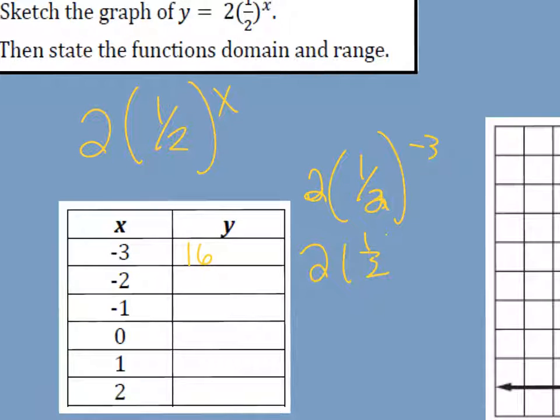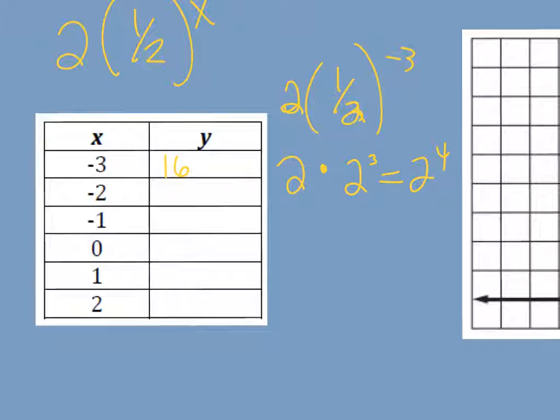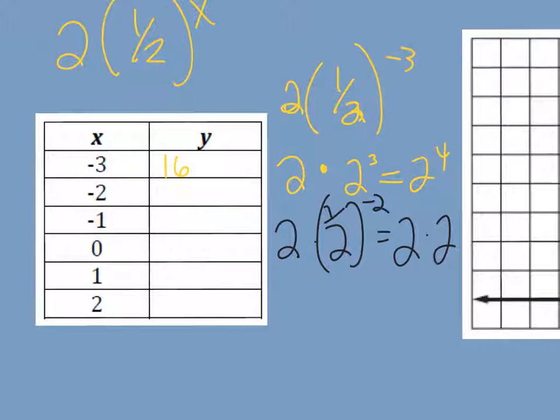Well, let me back up. 2 times 1/2 to the -3, but negative flips it around. So that's going to be 2 times 2 to the 3rd. So that's going to be 2 to the 4th, which is 16. Similarly, if I put in 2 times 1/2 raised to the -2, that'll be 2 times 2 squared, so that'll give me 8.